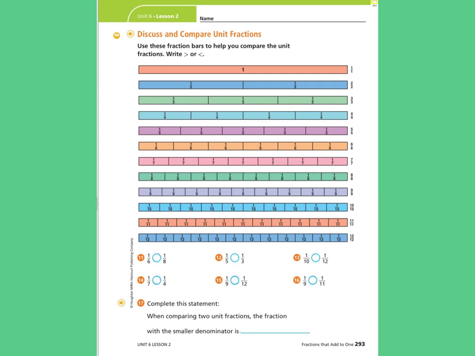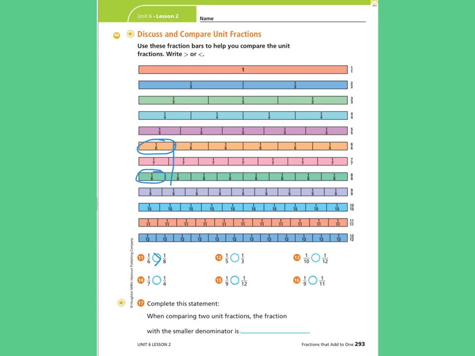So for example, number 11 says 1/6 compared to 1/8. So we're going to circle 1/6 and 1/8. Now looking at those two, which piece is bigger? 1/6 or 1/8? We can see that 1/6 is larger. So we're going to draw 1/6 is greater than 1/8.